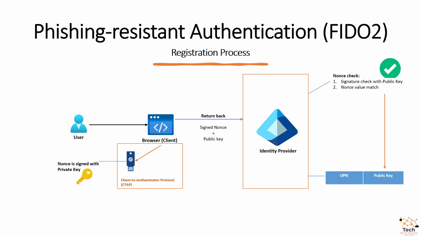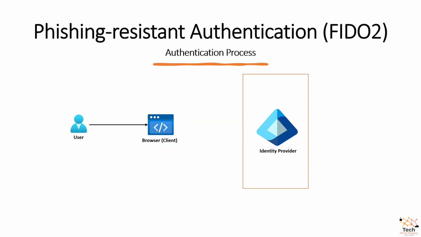Perfect. So now let's talk about the authentication process. Once we register our device, let's talk about the authentication here. Again, we have the user, a browser client, an application, and a browser like Microsoft Edge. There is an identity provider like Microsoft Entra ID. The user would like to authenticate using the FIDO2 device. Then again, the identity provider will return a WebAuthn request. It's a login request now, and the nonce is also returned from the identity provider.